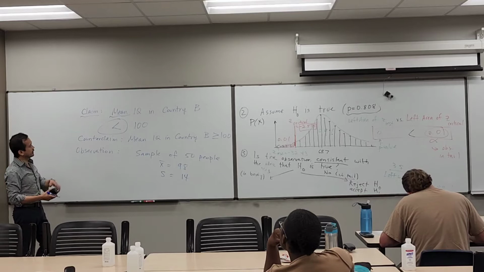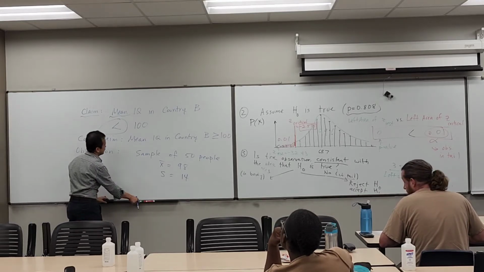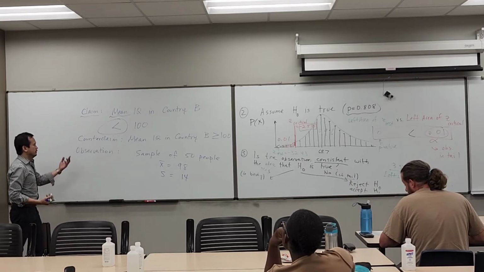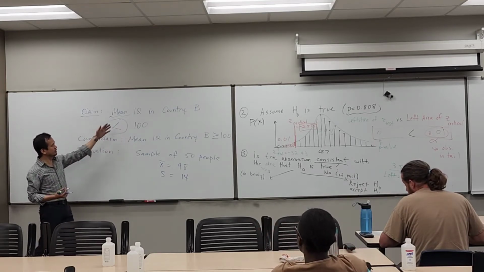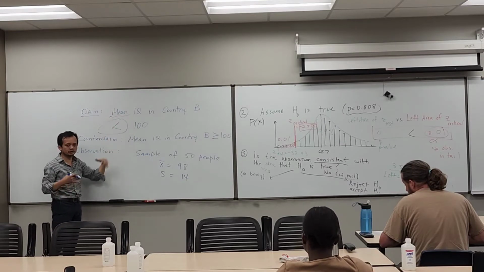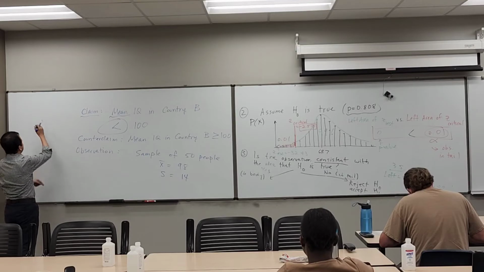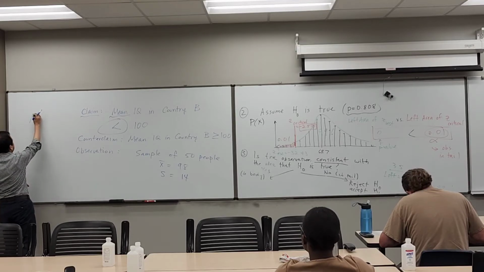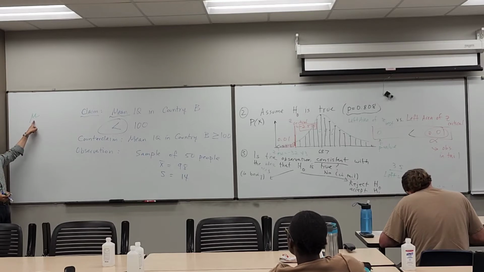Okay, so once we've identified these two statements, now we convert them into mathematical statements. These are basically already mathematical statements. But instead of using the words mean IQ, we'll use a symbol for mean IQ. So, for example, for the claim, the mean IQ or any mean value for the population will be given by the symbol for the population mean.